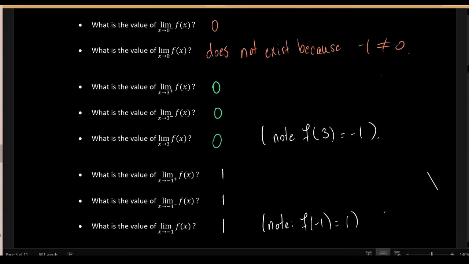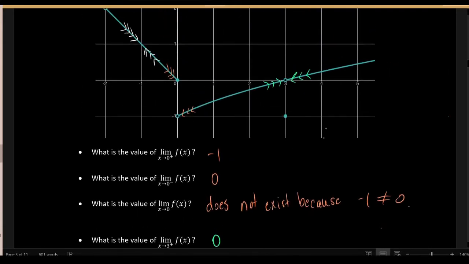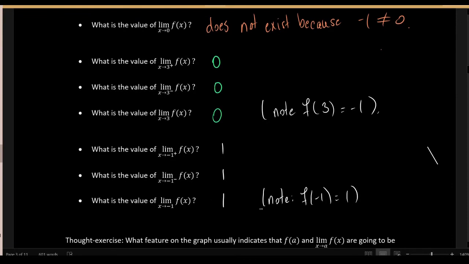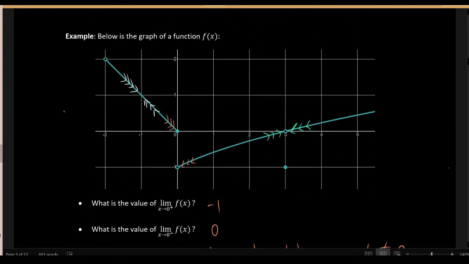For example, the value of the function and the value of the limit are different in the case of x equals 3. They differed here. However, the value of the function and the value of the limit were the same in the case of -1, which is over here. What feature on the graph do you think might be a sign that the limit and the function will not be doing the same thing?